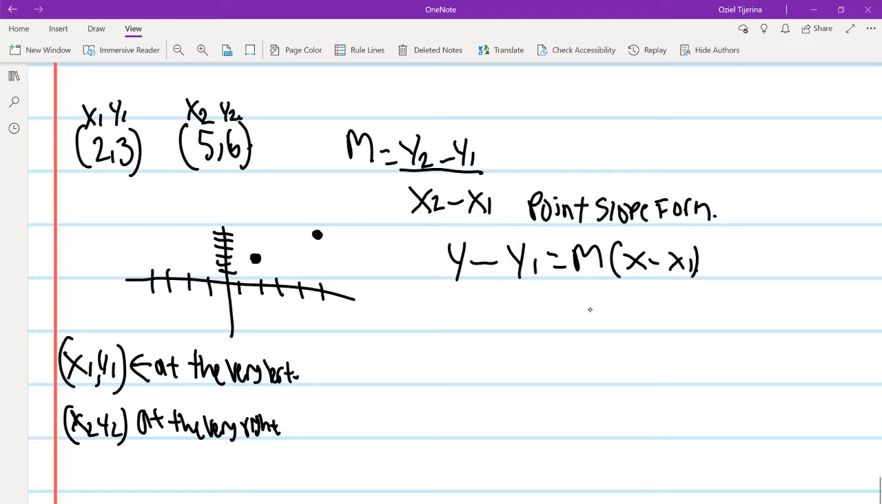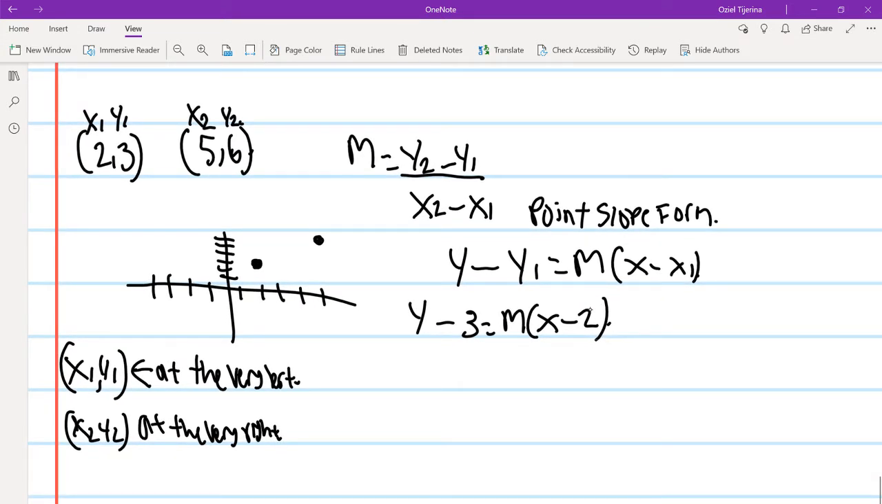So you want to go ahead and find, we have our y1 and our x1. So right now, if we were to write it, we have y minus 3 equals m times x minus 2. We don't have our m, so that's what we want to find.